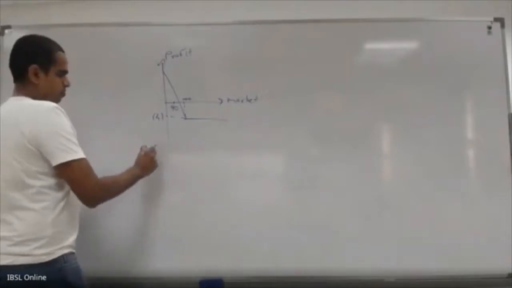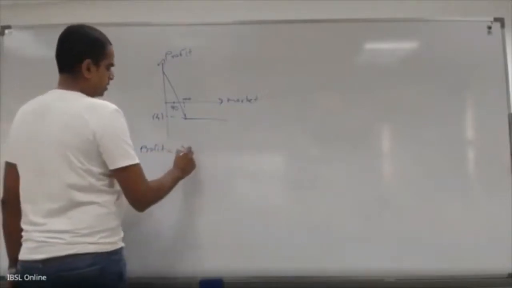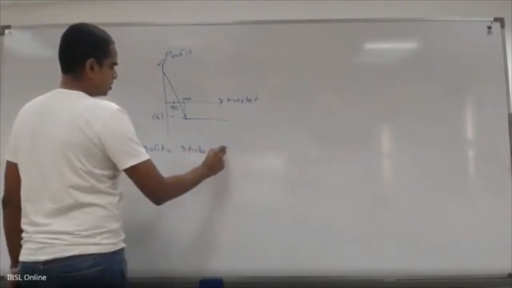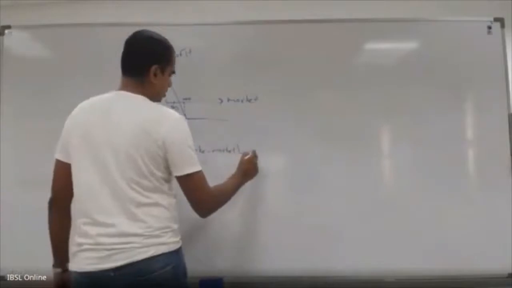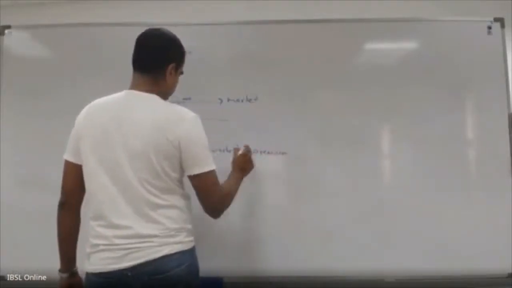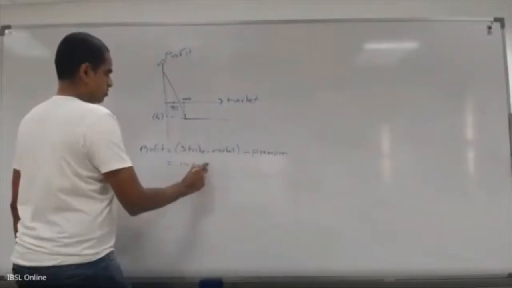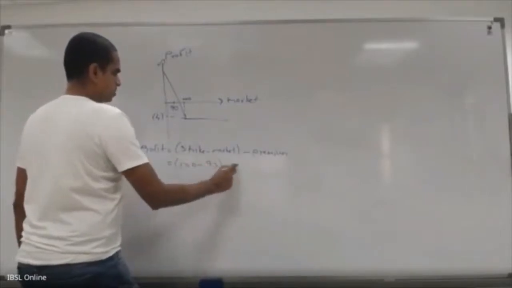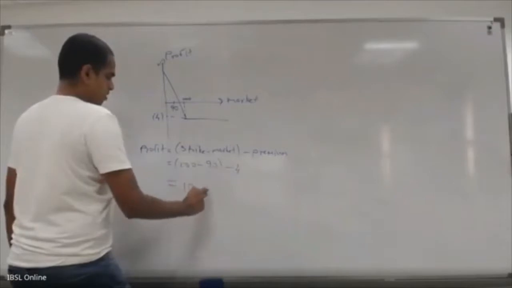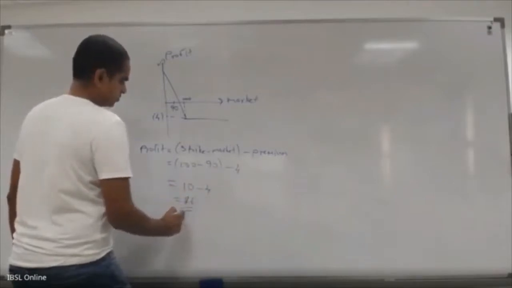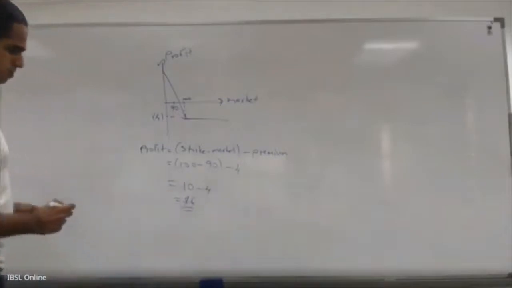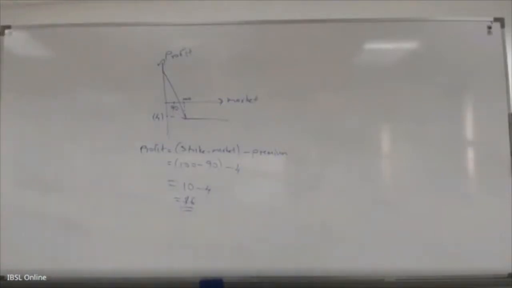So the profit will be the strike minus market minus premium. Strike 100, market 90, minus premium of 4: 10 minus 4, $6. We make a $6 profit. Next one.